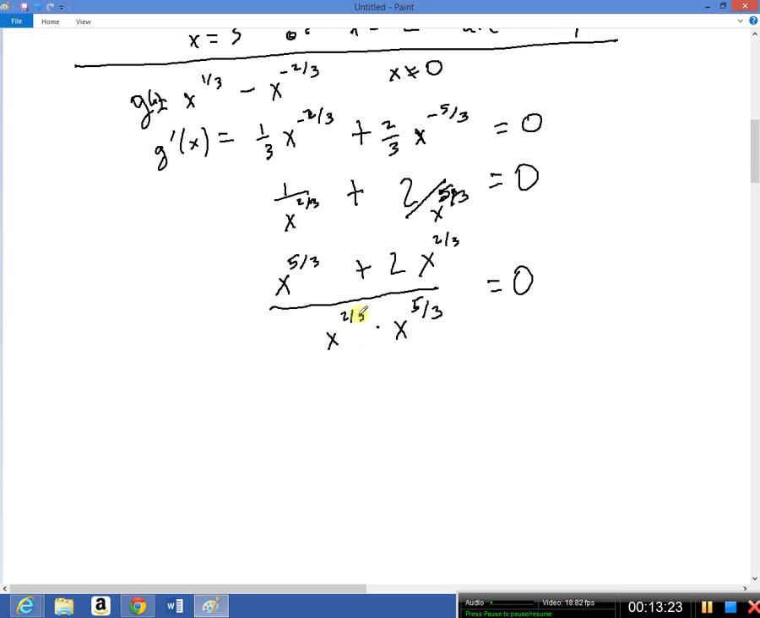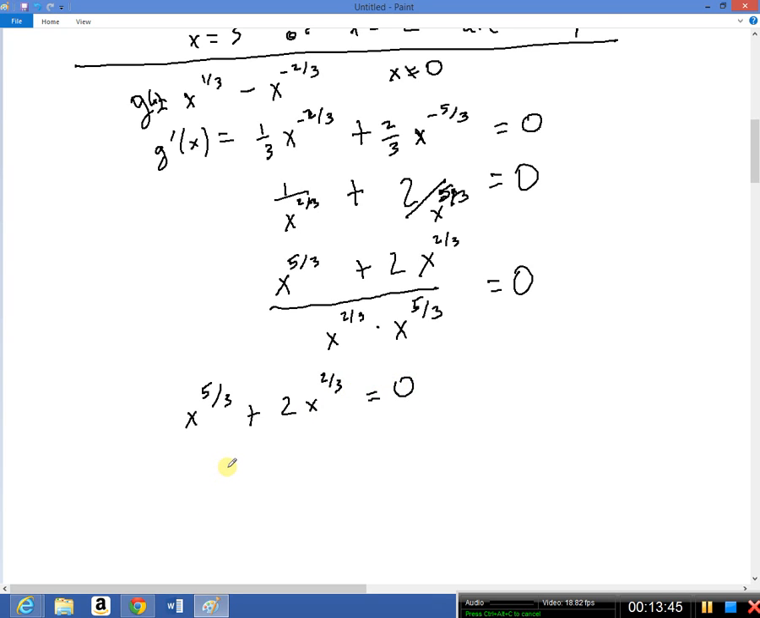Now, I'm not even going to bother to simplify that denominator, simply because I've got a fraction here which is equal to 0. How can that be? The only way is for the numerator to be equal to 0. So that gets me x to the 5/3 plus 2x to the 2/3 equals 0.